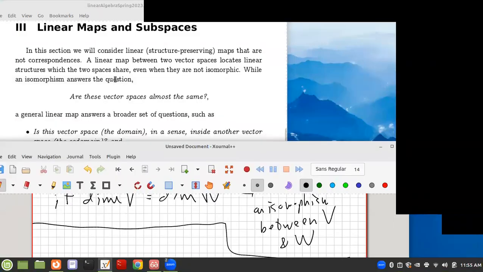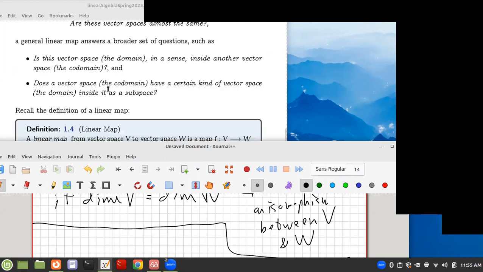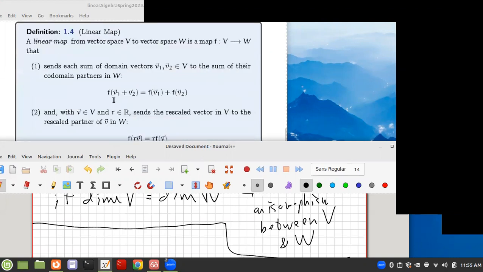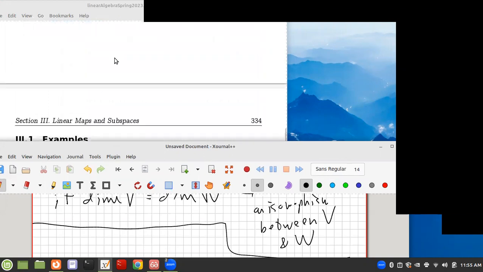And then after this point, we'll be at a point where you can do the homework, because we're going to talk about kernels and null spaces and rank and nullity and things that you're asked for on assignment 5. Okay. So it repeats the idea of a linear map here.